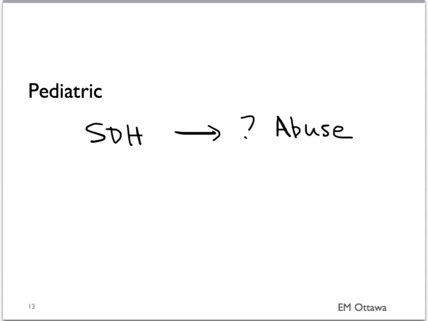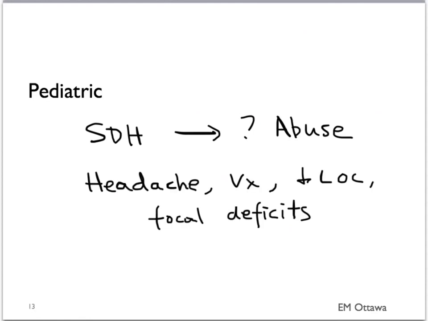In the pediatric population, diagnosis of a subdural hemorrhage should raise our suspicion for potential child abuse. Subdural hemorrhage in this age group will present with headache, vomiting, decreased level of consciousness, or with focal deficits. They can also present with seizures.